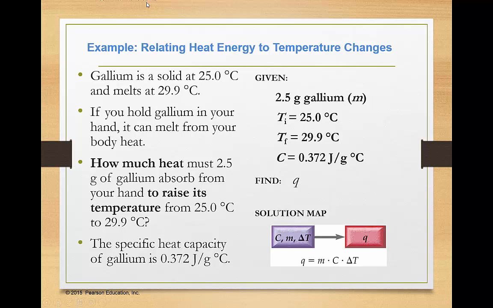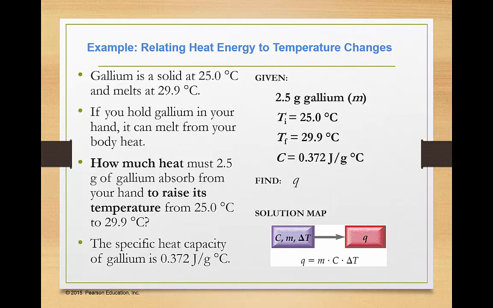Alright, so if we look at what we're given, we've got 2.5 grams of gallium. We know that it is going to start at 25 degrees Celsius. We're going to end it at 29.9 when it melts, and then we need one more piece of information, which is the specific heat capacity of gallium. That can be looked up from a table or off the internet, but here it's given as 0.372 joules per gram per degree Celsius. Now, from all that, what we're trying to find is the heat energy, the Q value.